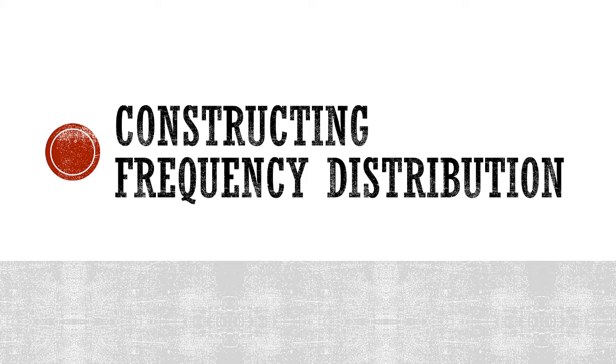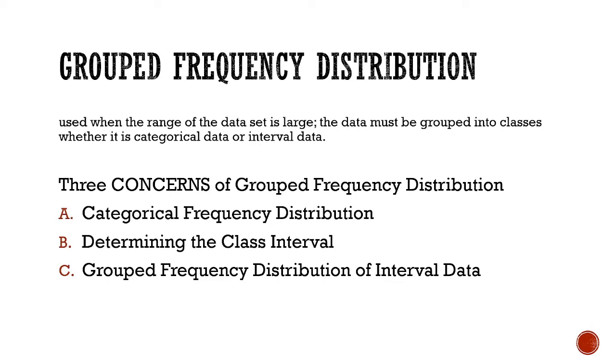Okay? So we will be following this process, wherein we will be dealing with three group frequency distribution, wherein we will have the categorical frequency distribution. Then we will be determining the class interval. By class interval, this is the width of each class for a group frequency distribution of interval or ratio data. So these three will be the outline of our video for today after that definition of terms.